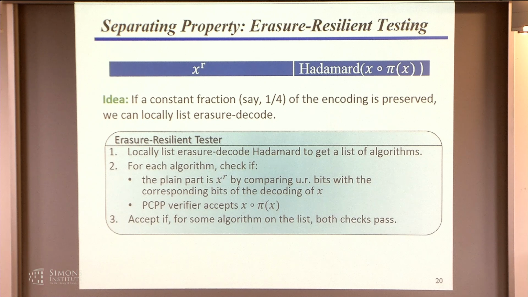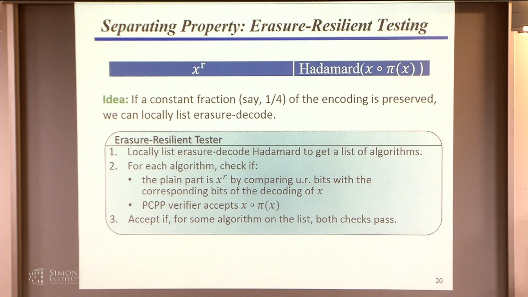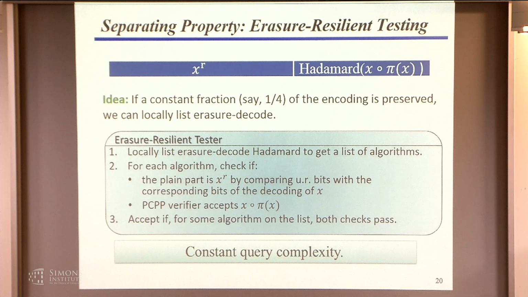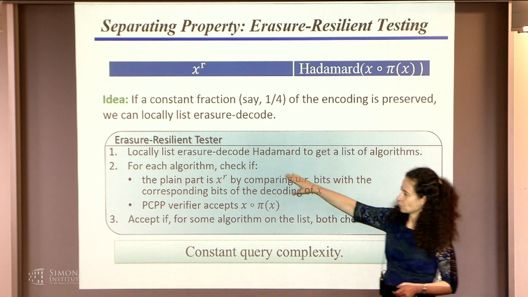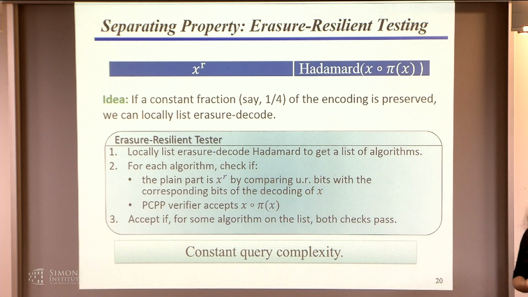At the end, it accepts if some algorithm on the list satisfies both checks. When we run with that algorithm, everything worked out, so both checks passed. This algorithm has constant query complexity. Just to do both checks, we only need to decode a constant number of bits, so we query each algorithm on a constant number of bits.